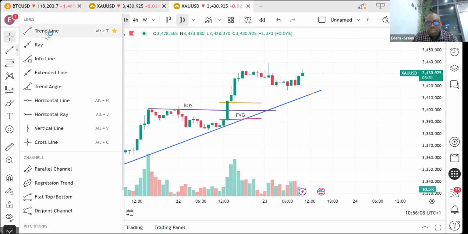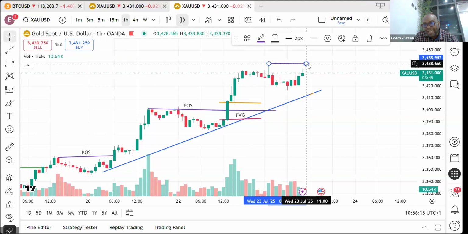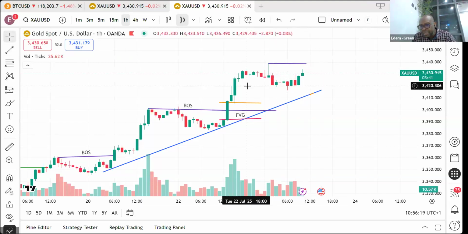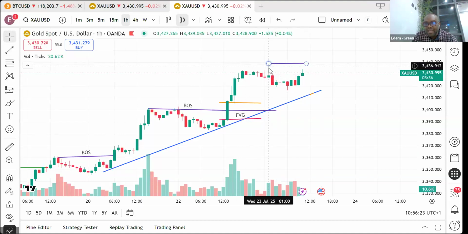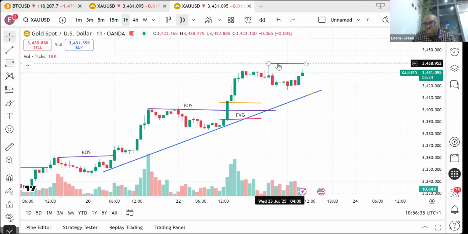There will be a break of structure somewhere here because the last high, as at yesterday, I think yes. Let me see. Okay, as at yesterday, the last high of this gold market was on this week. So if there's going to be a change which will signify a further upward trend, there must be a break of structure where I have drawn here.